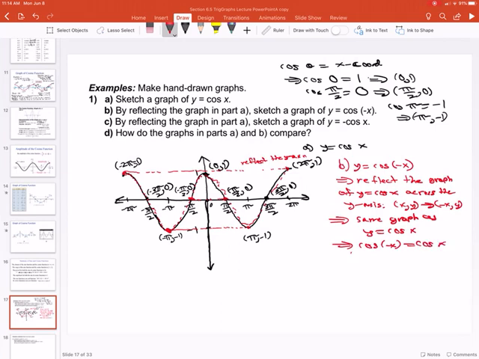And that's true, because remember, cosine is an even function. This graph is symmetric to the y-axis. Symmetric to the y-axis means if we reflect across the y-axis, nothing different is produced from that graph. So you can see the graph is the same. If you look at part D, it says how the graphs in part A and B compare. They're the same.